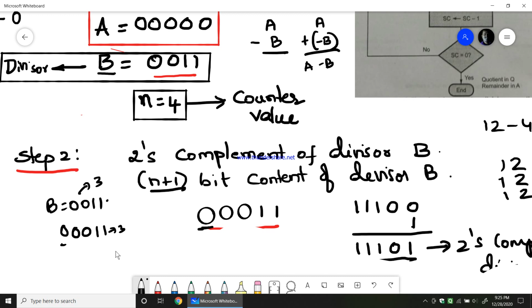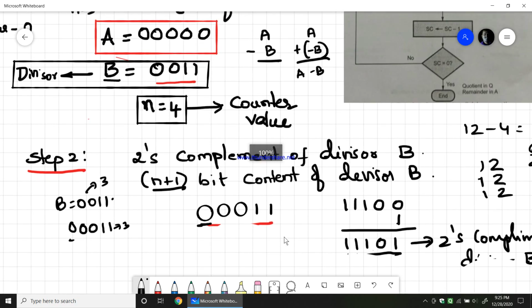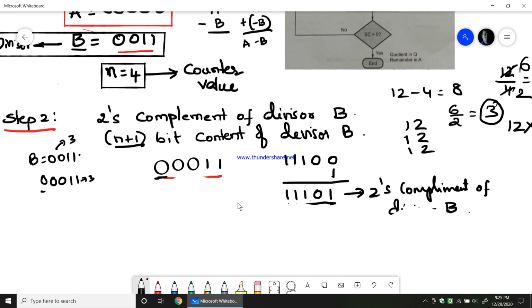After converting B to 5-bit, I'll take the 2's complement of that 5-bit data, which is 00011. First we take the 1's complement and then add binary 1 to that. Addition of 1 will give the 2's complement result. Therefore, the 2's complement of 00011 is 11101. This is the 2's complement of the divisor B.